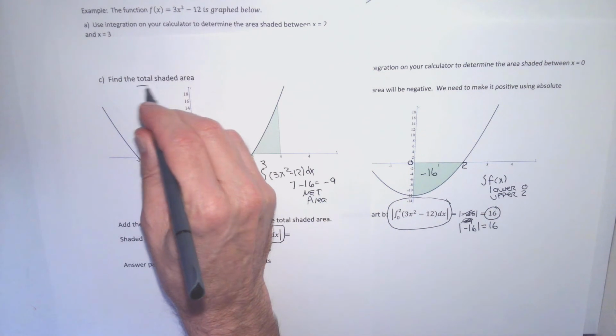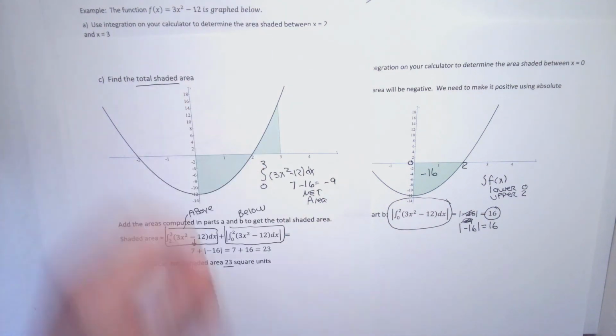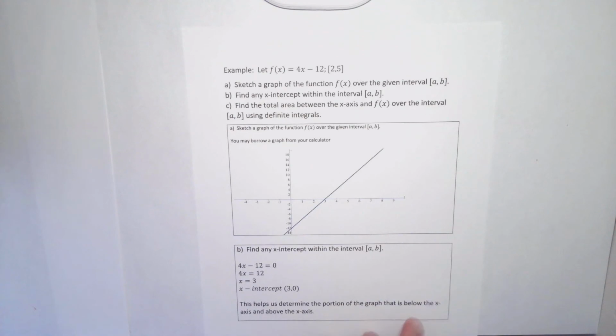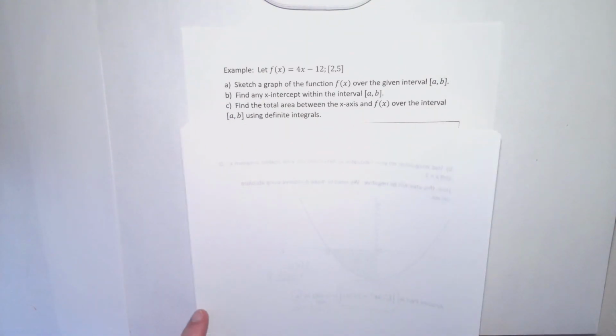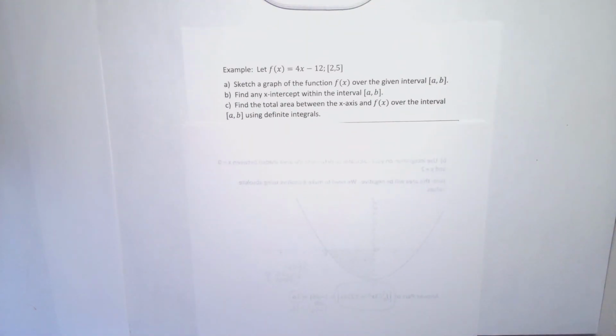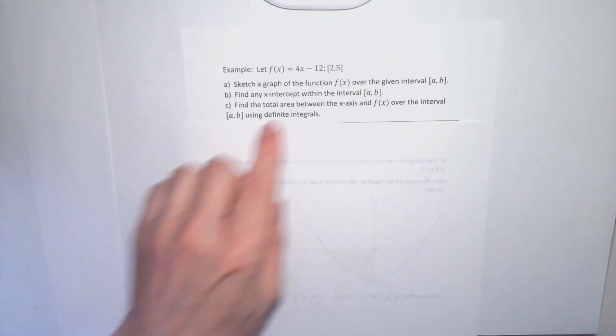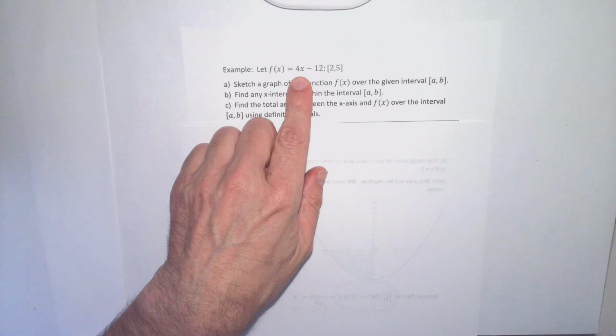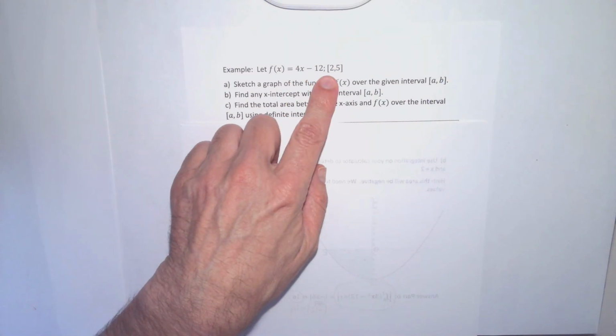When the instructions say find the total shaded area, that means it wants to sum up the two areas, taking each as a positive. So when we get into the homework, there's going to be some algebra problems, and they're going to be worded just like this. I'm going to give you a function, and I'm going to give you an integral. So here, the function 4x minus 12, I gave an integral from 2 to 5.